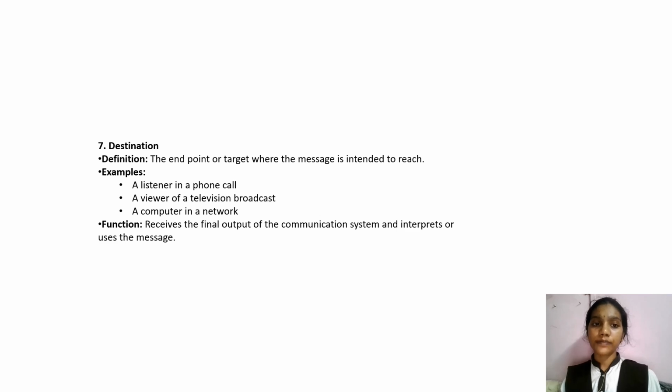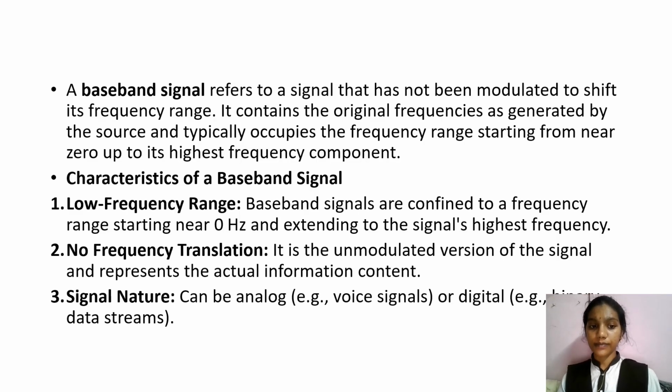Next one is the baseband signal. A baseband signal is a signal that has to be modulated to shift its frequency range. It contains the original frequency as generated by the source and typically occupies the frequency range starting from near zero up to its highest frequency component.